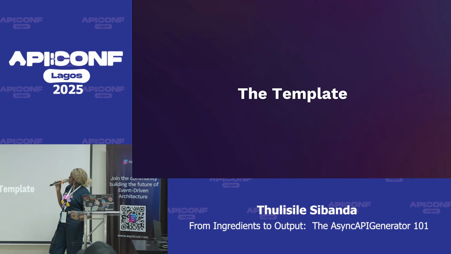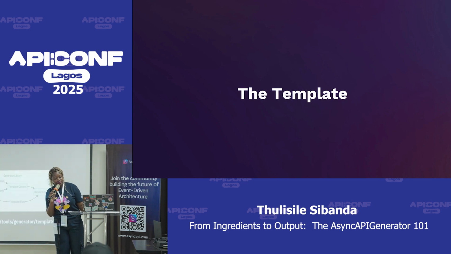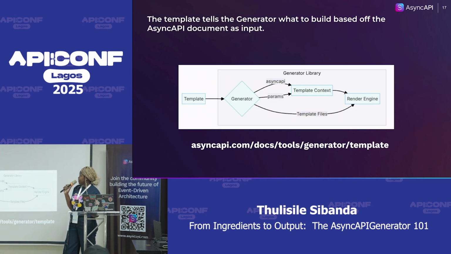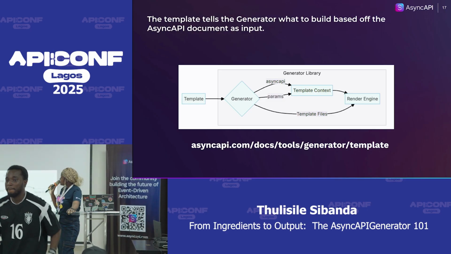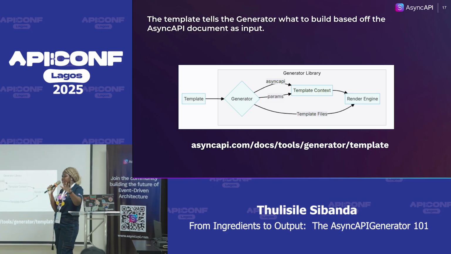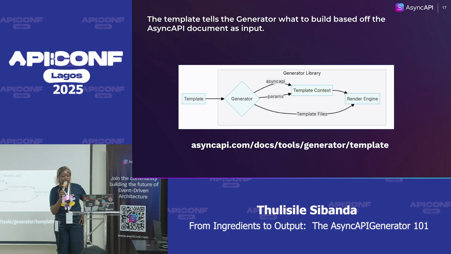Another thing that you're going to learn today, or part of the recipe, is the template. This is what tells the generator what to build upon the AsyncAPI document that you have defined. So you have the templates, based on your AsyncAPI document, that will be fed to the AsyncAPI generator before going to the parser, then going to the render engine and the output.